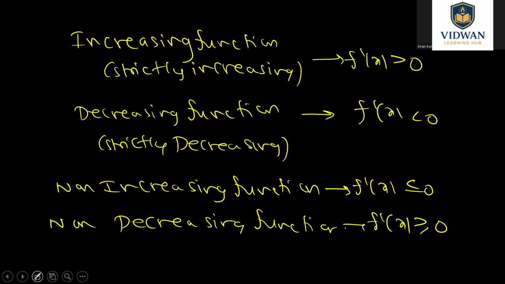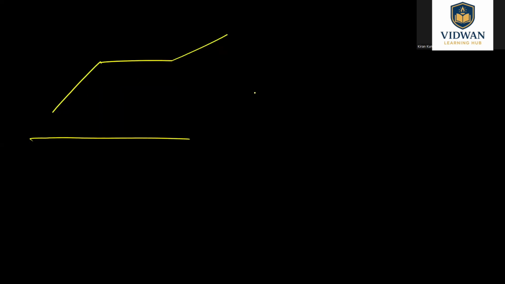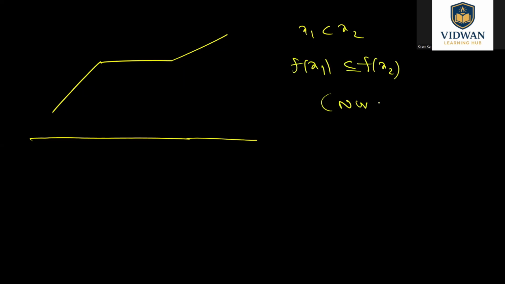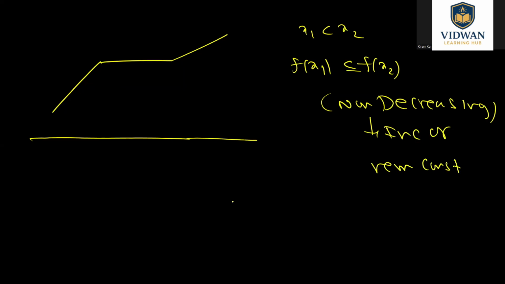Okay. So if I have to draw different graphs, if you have something like this, this, and this, does it come under strictly increasing? Which case is it? x1 less than x2, f of x1 is less than or equal to f of x2. This is non-decreasing. That means increase or remain constant. Because you observe here, it is remaining constant in between these two.